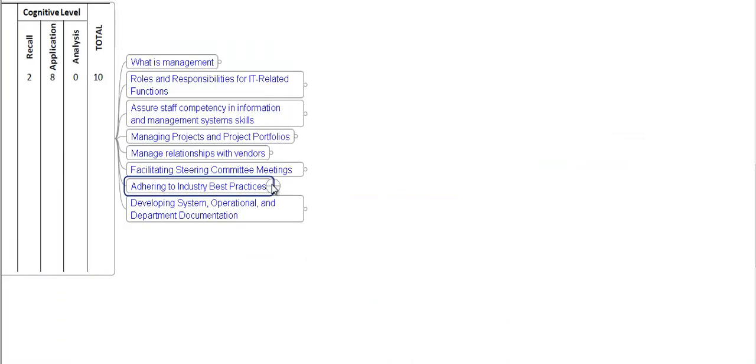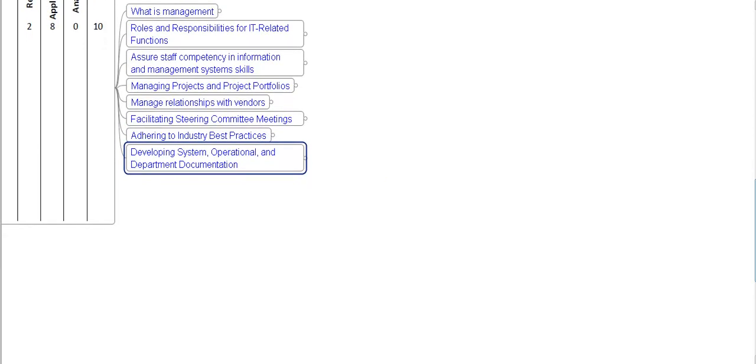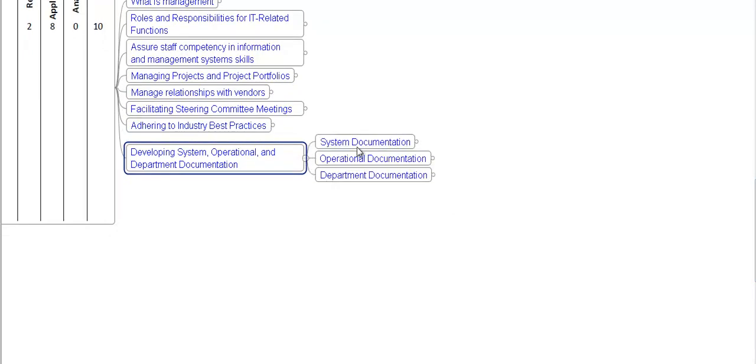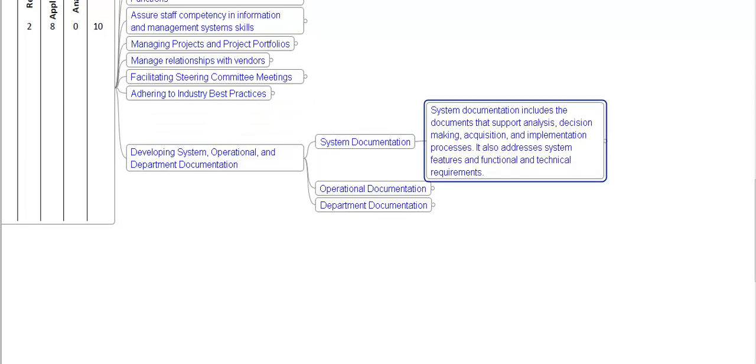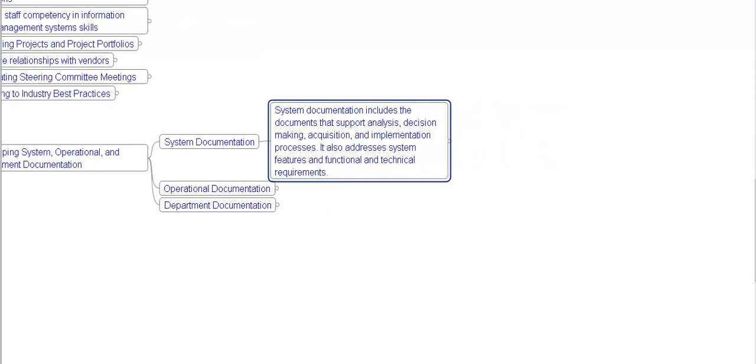Now let's move to the last topic: developing system, operational and departmental documentation. System documentation. System documentation includes the documents that support analysis, decision making, acquisition and implementation processes. It also addresses system features and functional and technical requirements.